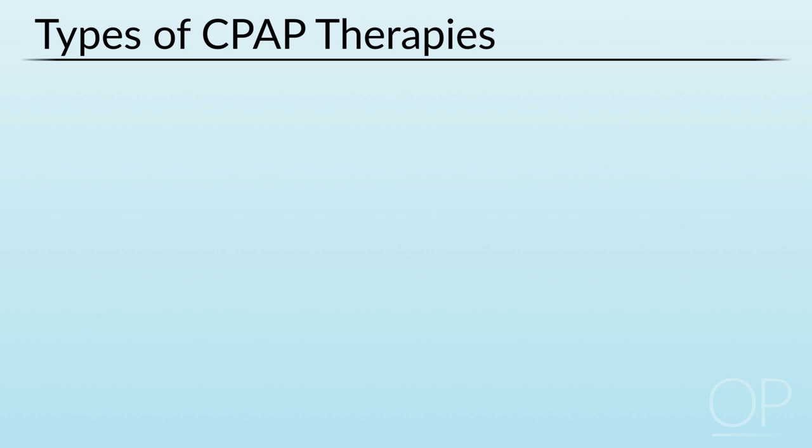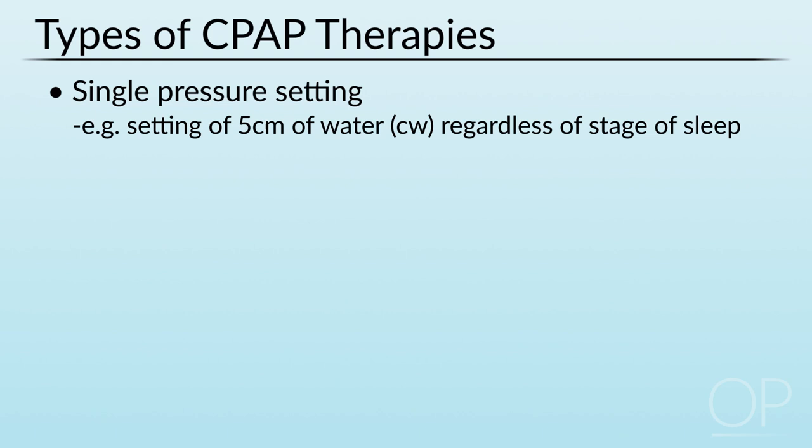So what are the types of CPAP therapies? Up until now, and mostly in children, we use a single setting CPAP, like CPAP of 5 centimeters of water, and the patient is on 5 centimeters of water, irrespective of what stage of sleep the patient is in, or 10 centimeters of water. That is called single pressure setting.